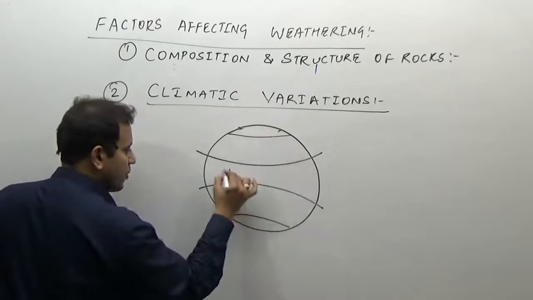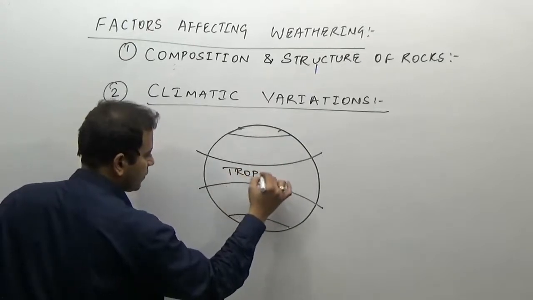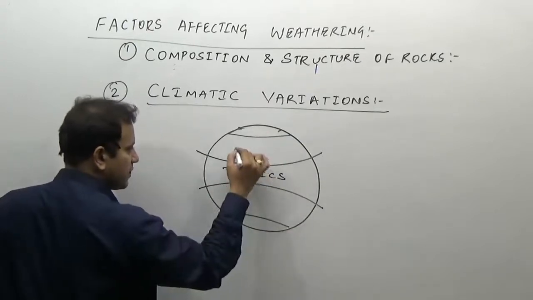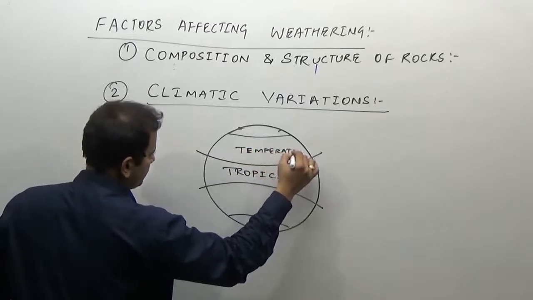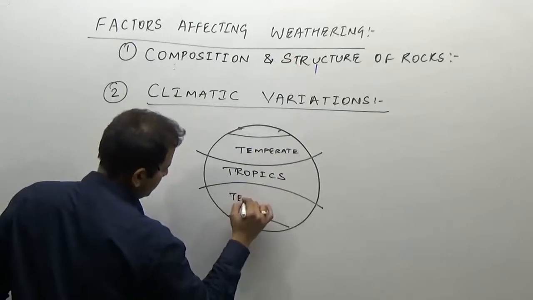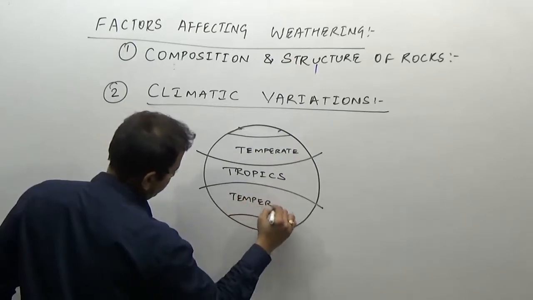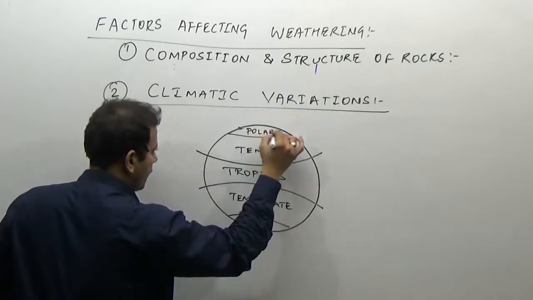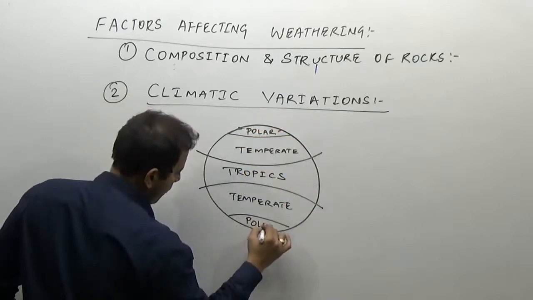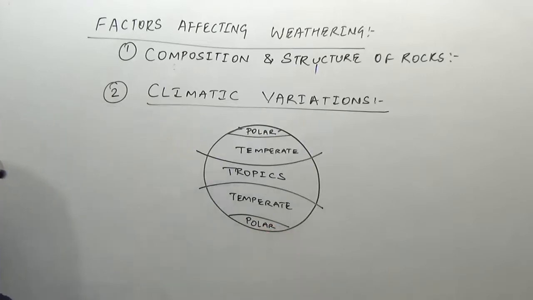So these are the tropical regions of the world, hot and humid regions. These are the temperate regions of the world, while these are the polar regions of the world. Now if the question is, in which of the following three regions will chemical weathering dominate? Will it be in the polar region, the tropical region, or the temperate region?